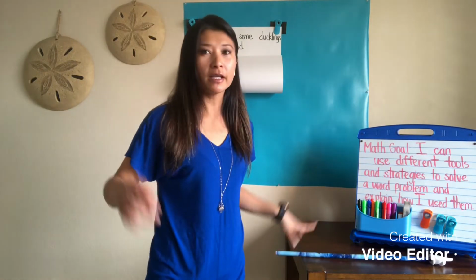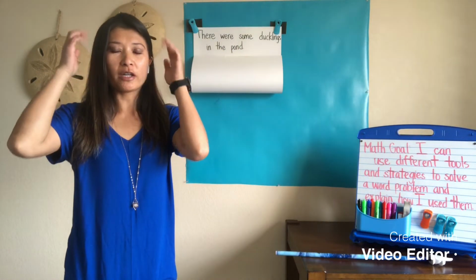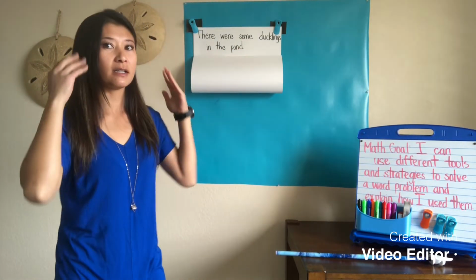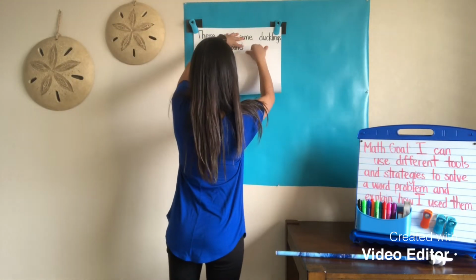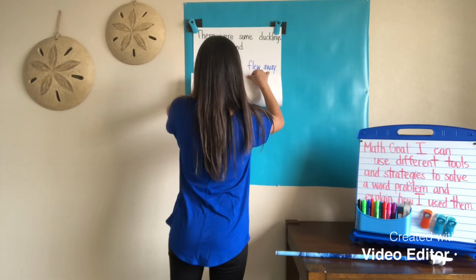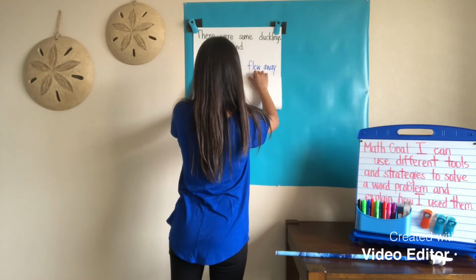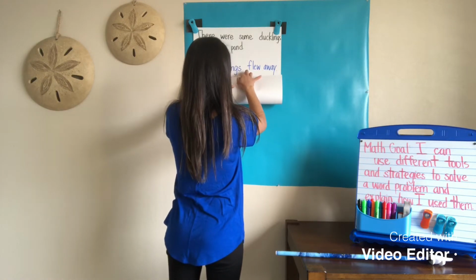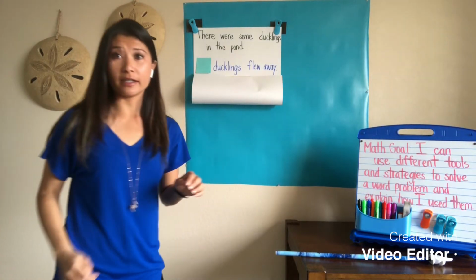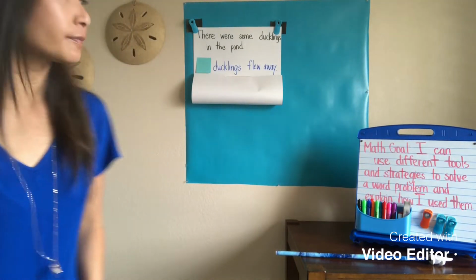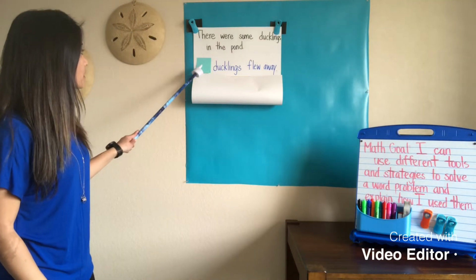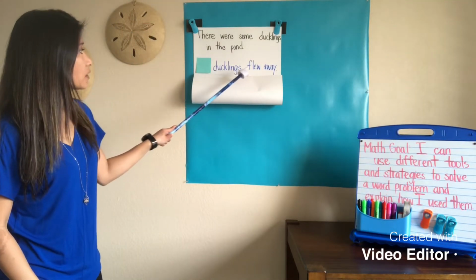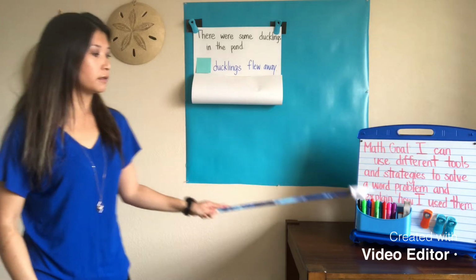So maybe you're making a mental picture and you're envisioning or visualizing some ducklings or baby ducks floating around in the pond. We don't exactly know how many, we just know that there are some ducklings floating in a pond. The next part of our word problem says, some ducklings flew away.